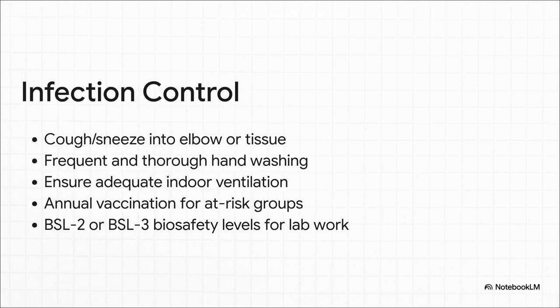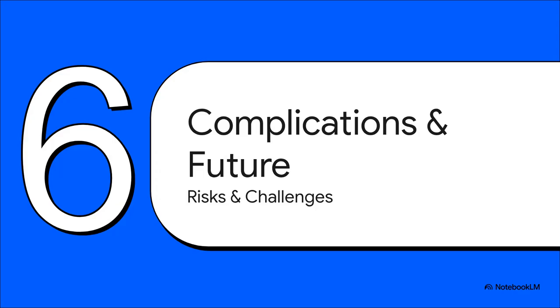And all of this is built on a foundation of infection control. It's a spectrum, really. It starts with the simple things we should all be doing: washing hands, covering coughs. And it goes all the way up to institutional policies, like mandatory vaccination for healthcare workers and handling these viruses only in high-level biosafety labs. Every layer matters. So, let's wrap this up by looking at what happens when things go really wrong, and the huge questions that researchers are still trying to answer.